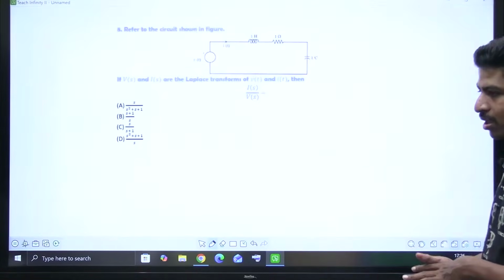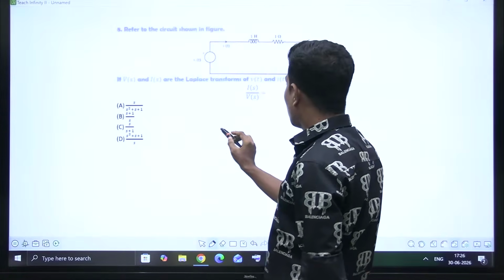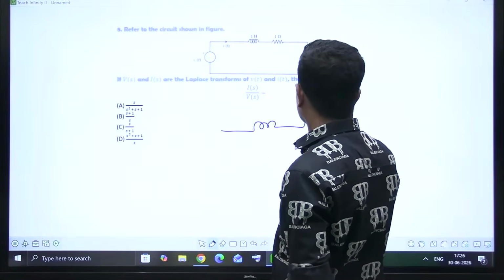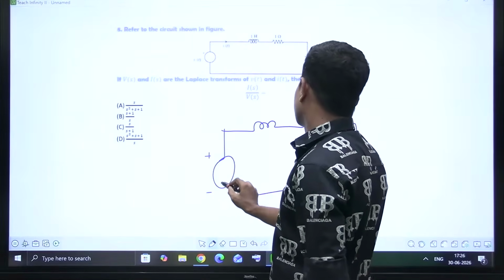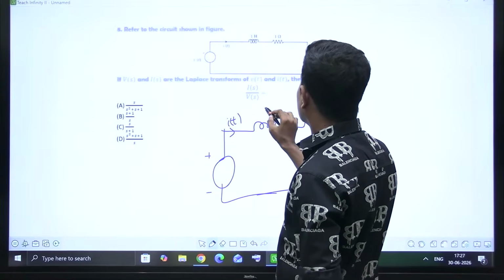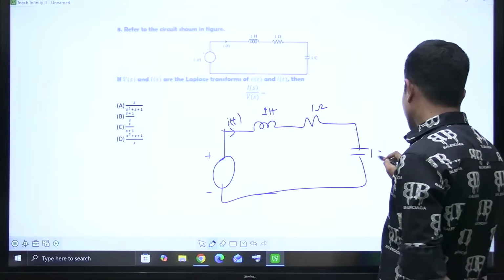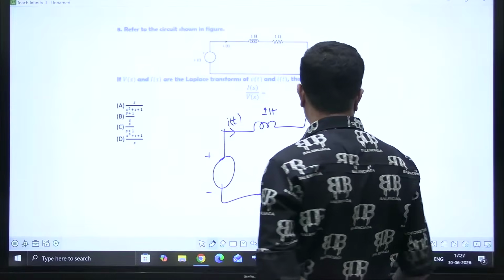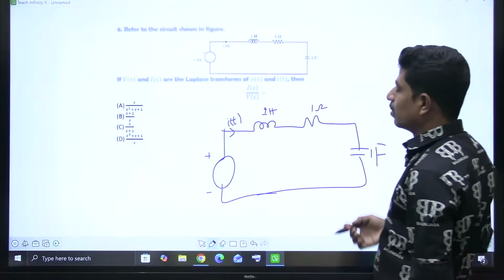I hope this question is very small. It is looking small, that's why I'm redrawing it. So this current is i(t). This is 1 Henry, this is 1 ohm, and this is 1 F, not C. It was a typo.